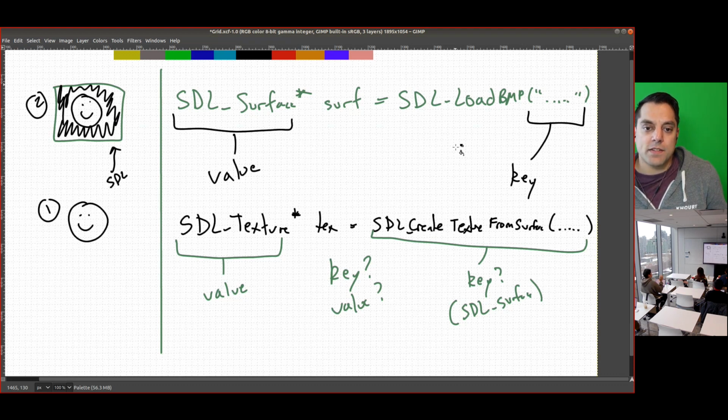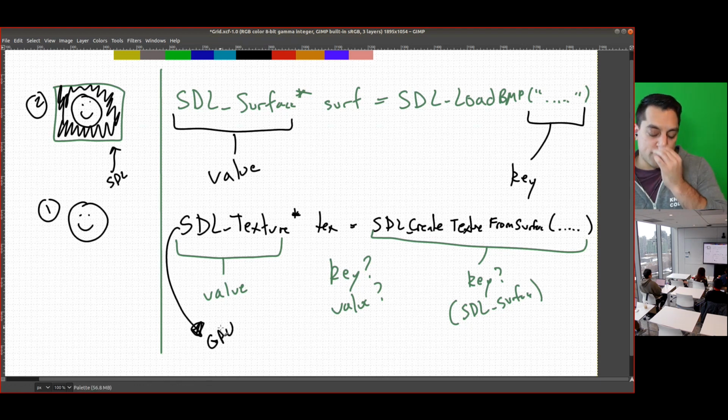Other questions? Yeah. I have a question. I know the surfaces live in memory, but my question is, where does the texture live? Is it in the GPU or still in memory? Yep. So the texture is going to be in the GPU. So that's where it's stored.